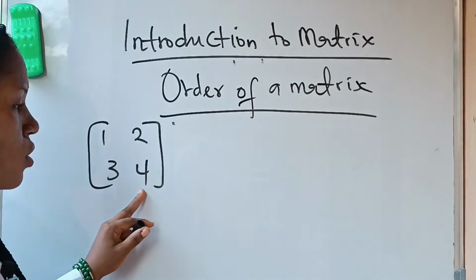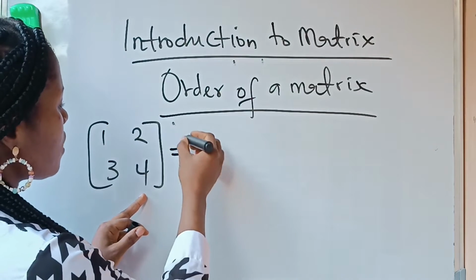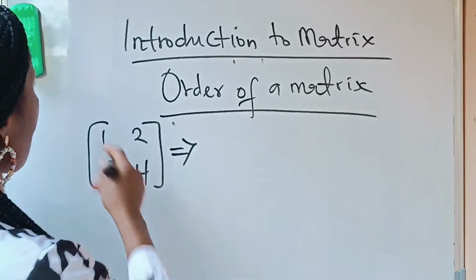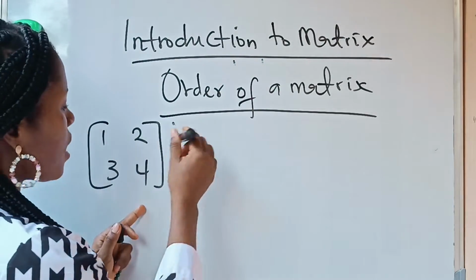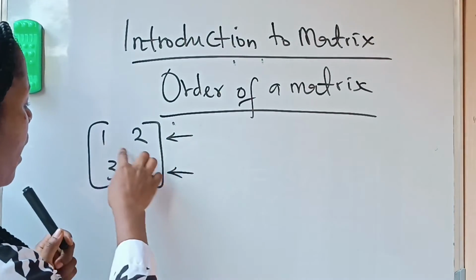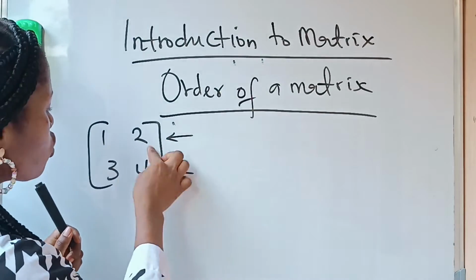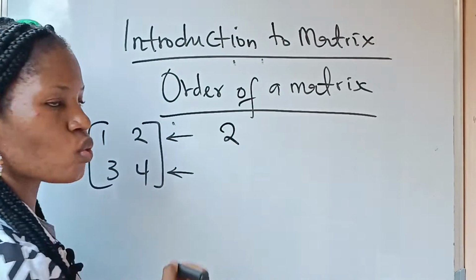And we are asked to do what? Name the order of this matrix. How do we do that? The order of this matrix is, first of all, how many rows does this matrix have? It has 1 row, 2 rows. Notice that we have 2 horizontal arrangements. So we have 2 rows.